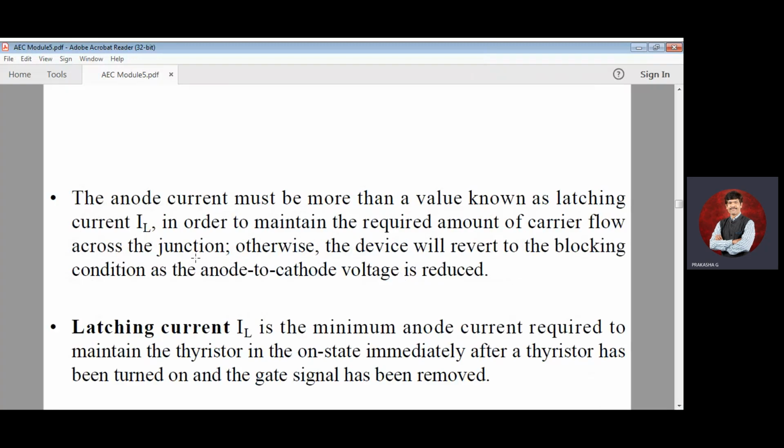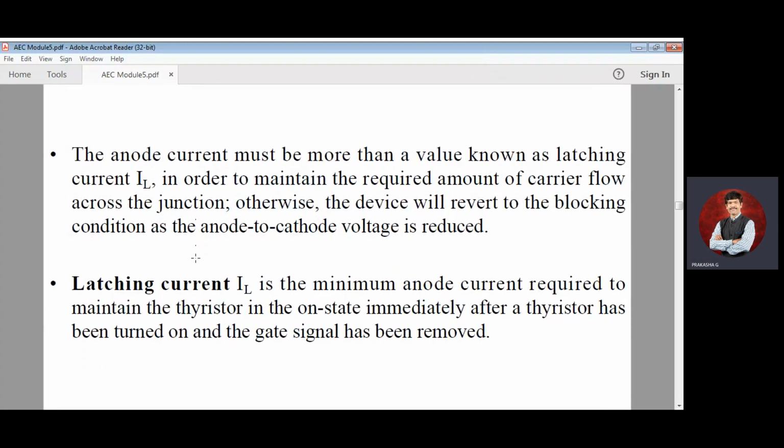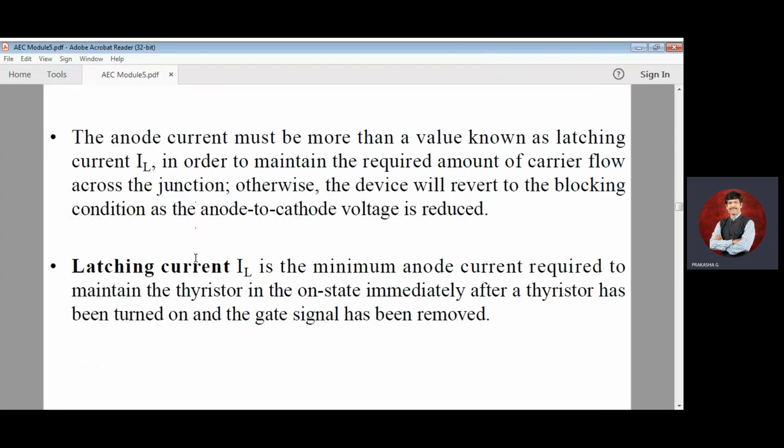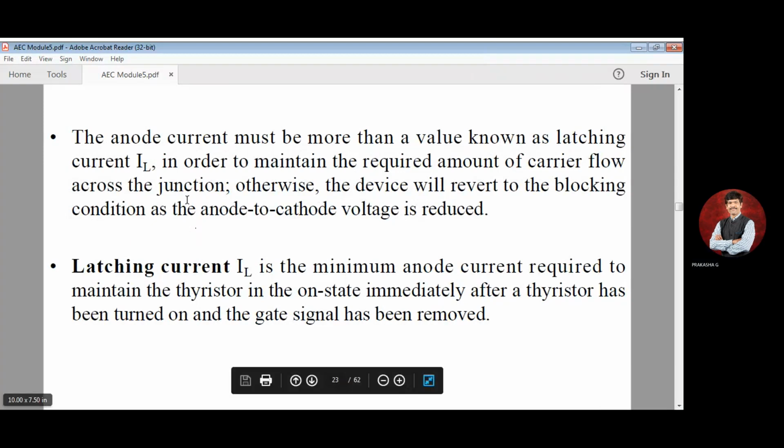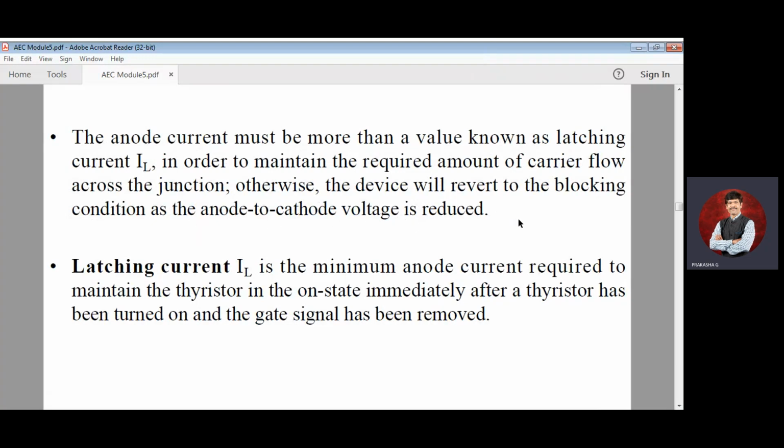You can note down: anode current must be more than a value known as the latching current. The I value that we have in the graph should be more than the latching current, in order to maintain the required amount of carrier flow across the junction. Otherwise, the device will revert to the blocking condition as the anode to cathode voltage is reduced.